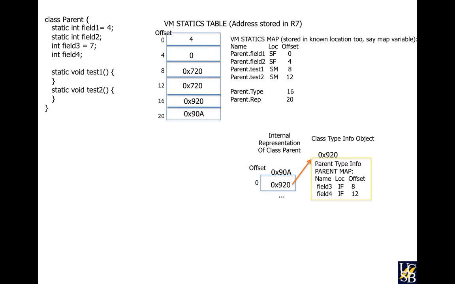These data structures, the internal representation of the class parent and the map for parent, need to be easily accessible from the virtual machine. And so typically what happens is we add these data structure addresses to the statics table and add them to the map. In this case, the parent type is at offset number 16, and it is the class type info object, that is the map for the internal representation of class parent. We also add the address of the representation itself. We're going to put that in the statics table at index 20. And again, this is all just for easy access. All the data structures that the VM needs are here, and it's easy to find them using our map.